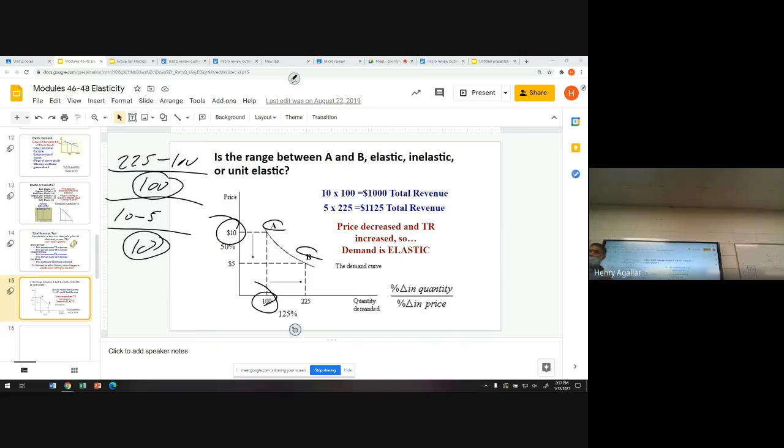Okay, make sense? Okay. Or total revenue test. 10 times 100 is 1,000. 5 times 225, 1125. I lowered the price. Total revenue went up. I know it's elastic. Pretty quick. Thumbs up, down. Elasticity. People at home.